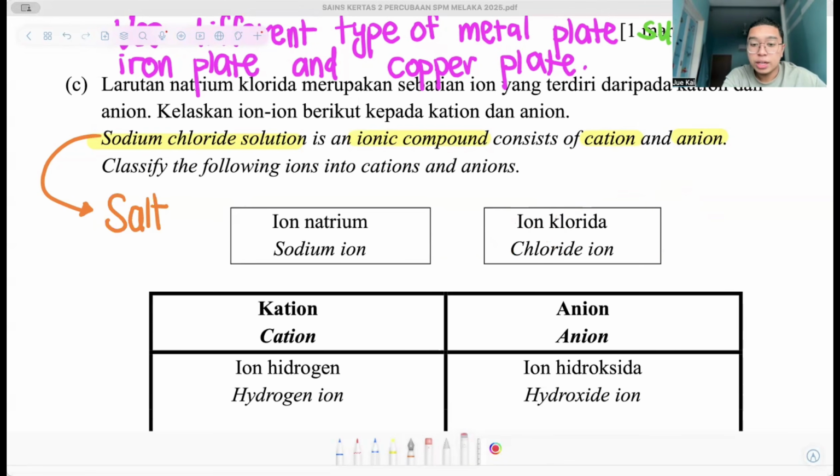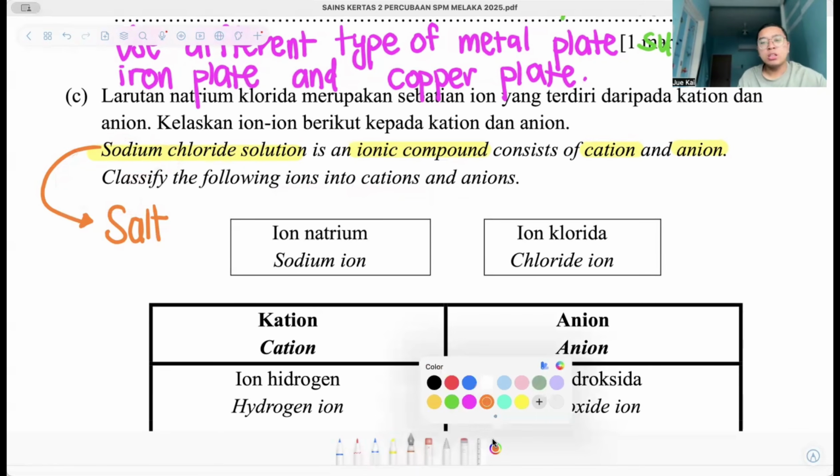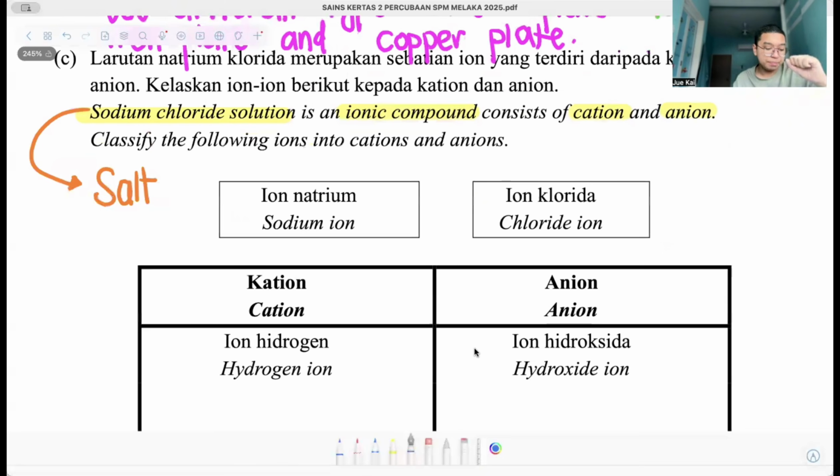Okay, really really clear. So, it wants you to classify ions into cation and anion. Okay, let me tell you, really easy. For those students who are always confused, this provides you free marks.